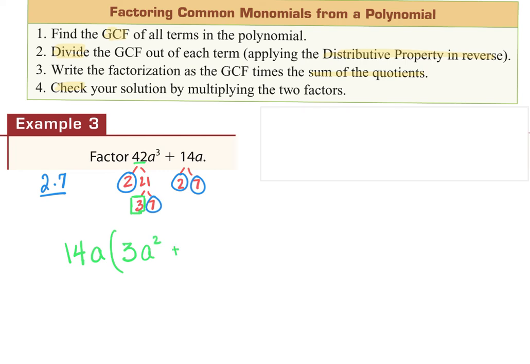14 divided by 14 is what? 1. I started with 1A. I took 1 out. How many does it have left? It doesn't have any. A divided by A is just 1, so we're just going to leave it like that. That is my factorization. I am done. And you can check it. You can multiply that through. 14a times 3a squared is 42, and a times a squared is a cubed, right?